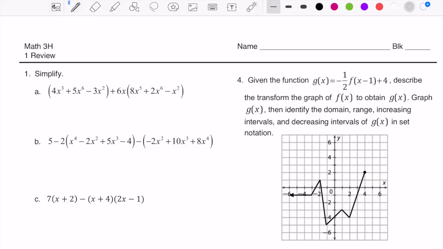All right, this is the Math 3H Unit 1 review. Our first task is to simplify what we have here. Following order of operations, we are going to do this multiply first. So we're going to do all that. I'm just going to copy what I'm not using down to the next line.